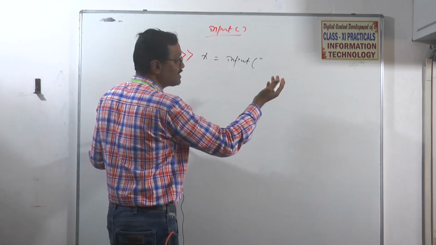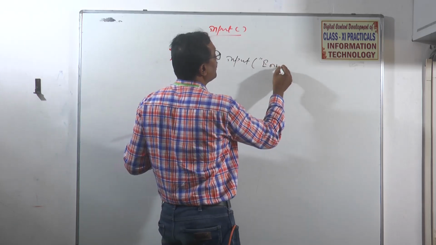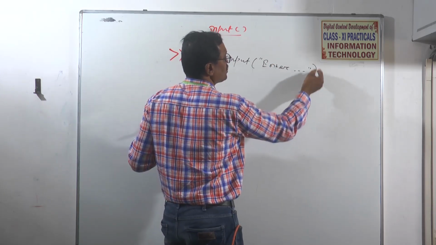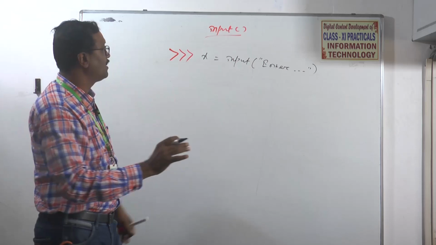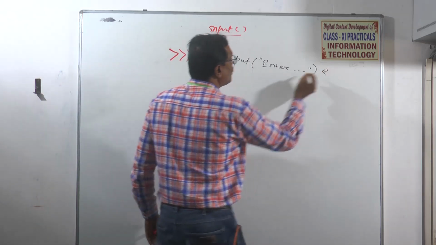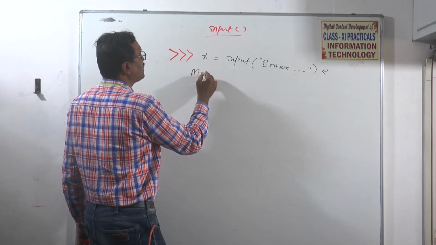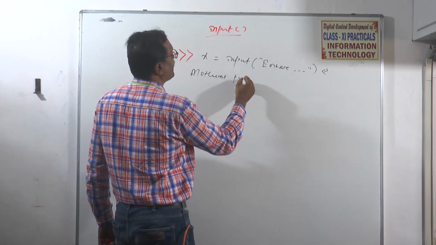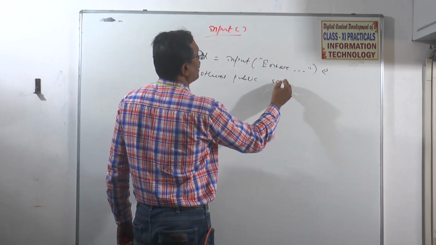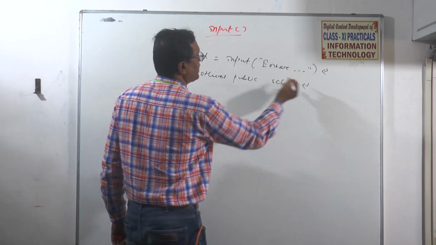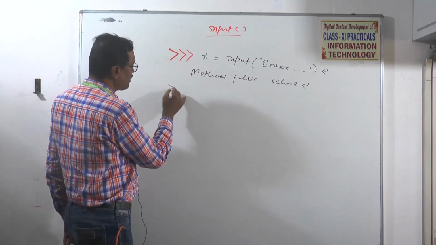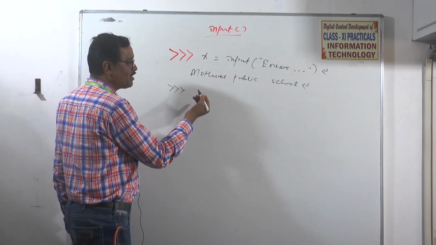Within this I can give a message. Enter. I have given this much. Only enter. I have given you. So when you press the enter key, no doubt the cursor will place over here, and now I am writing Mother's Public School. I have given this. Press the enter. So it will come out.